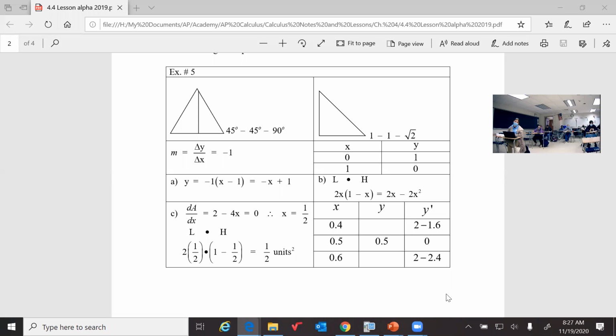Here's 1/2, it makes the derivative 0. So I put 4/10 and 6/10 in here. What did I get? Positive, negative. The area was going up and then it started to decrease. So this is a local max. If I put this into the height, we get that.